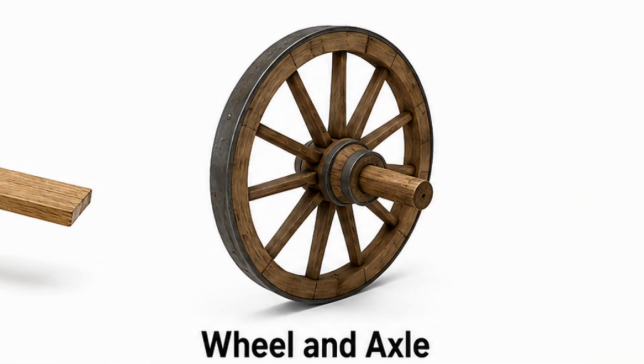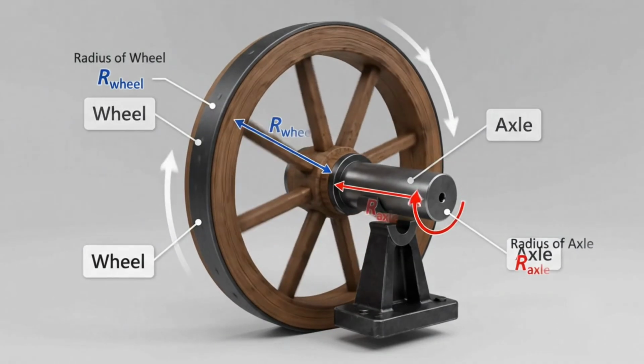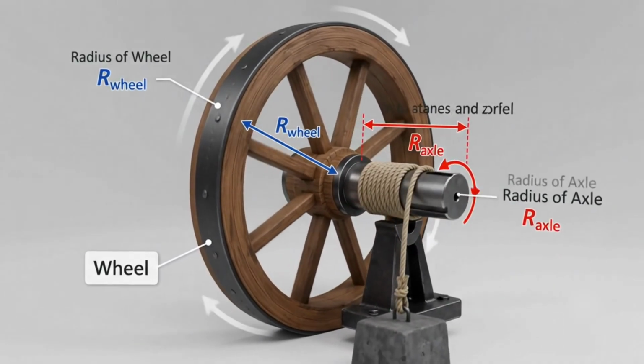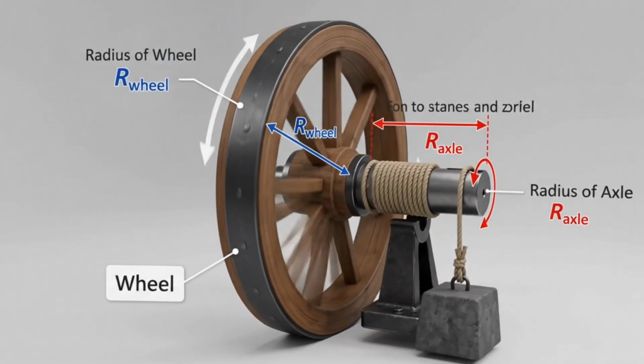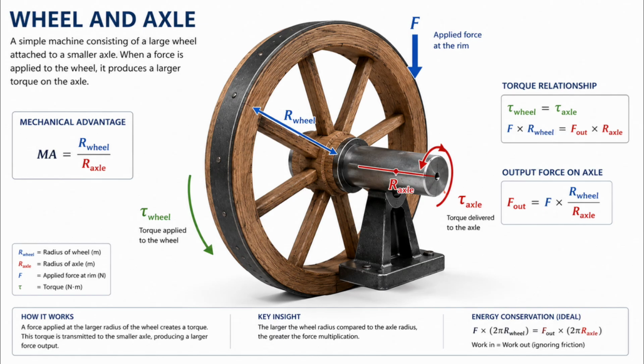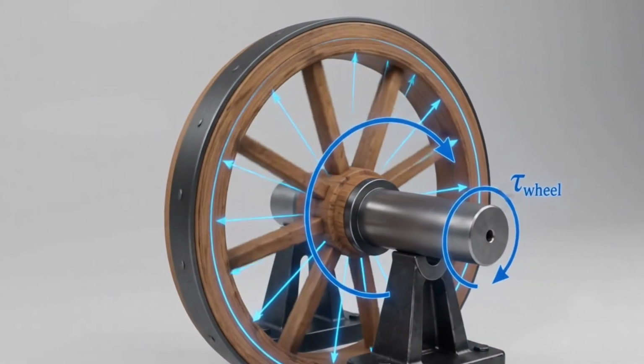Wheel and axle. A wheel and axle consists of two connected cylinders of different radii that rotate together as a single unit. Because both rotate through the same angle, the larger wheel produces a greater linear distance than the smaller axle. The mechanical advantage is given by MA equals radius of wheel divided by radius of axle. This means a force applied to the larger wheel creates a greater torque on the axle. The relationship follows the rotational form of Newtonian mechanics.